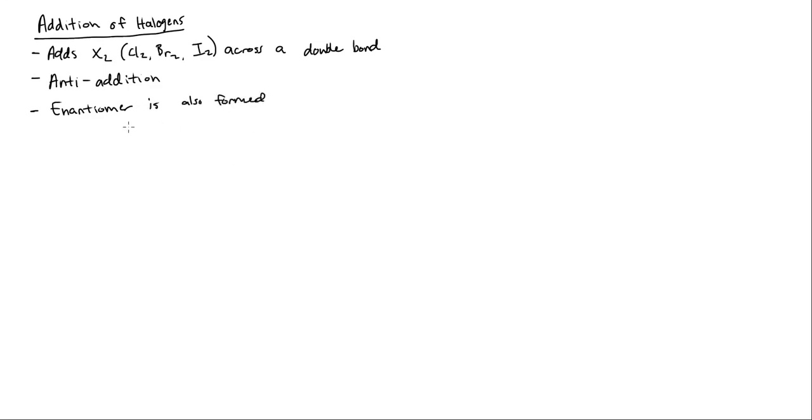Okay, so let's look at a couple of examples. The first one I want to look at is this one. If we add X2, so Br2 for example, my solvent is always going to be CCl4, carbon tetrachloride, which is almost always the solvent for these. So I add Br2 or Cl2 or I2 in carbon tetrachloride, and that gives me this product. I take each carbon that was in the double bond and add a halogen to each of those carbons.